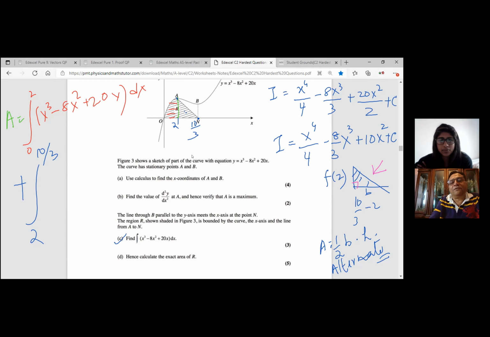We have to find f of 2 in any case. So in this function, let's figure out the value of f of 2. You write this as 2 cubed minus 8 times 2 squared plus 20 times 2, which is 56. Oh, you got the answer. Okay, which is equal to 56, right? So the y value is 56. So 56 is your height, right?